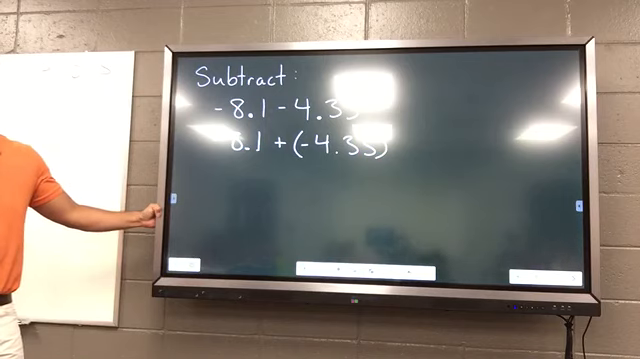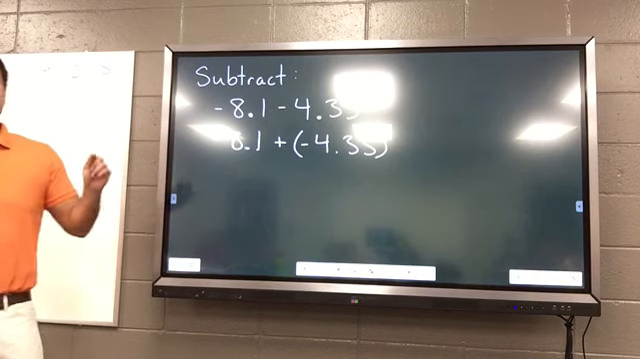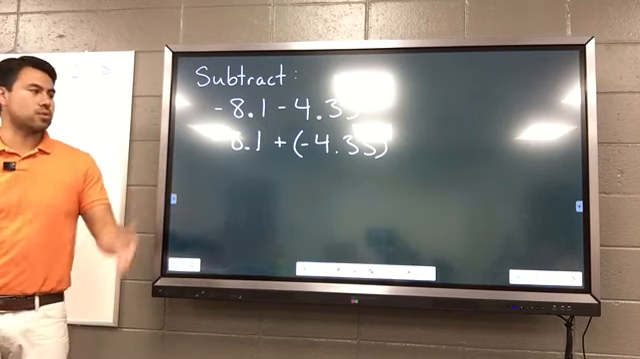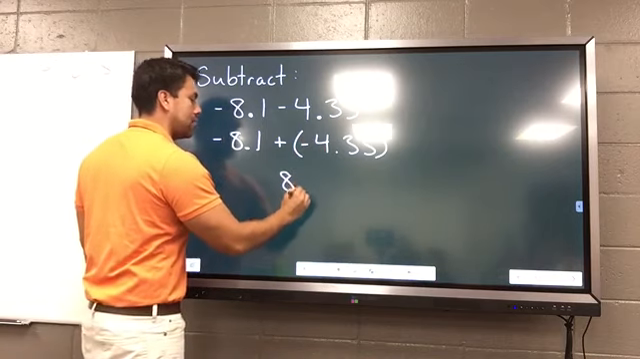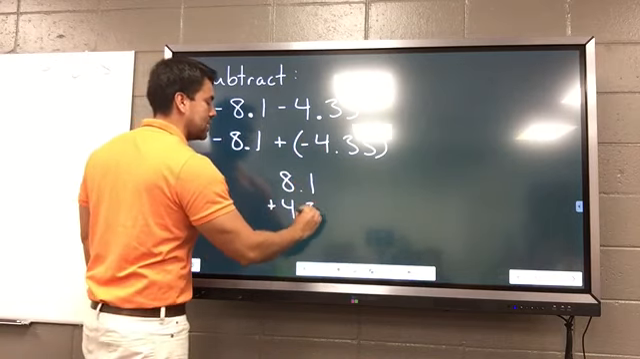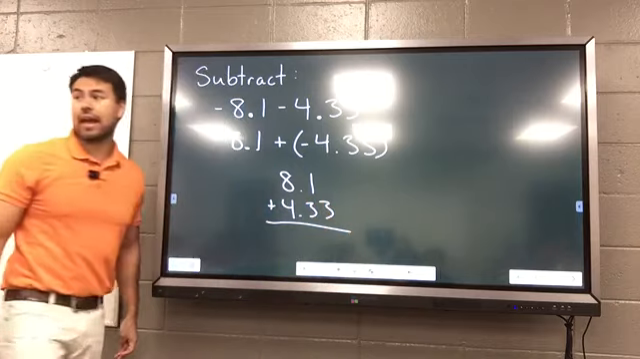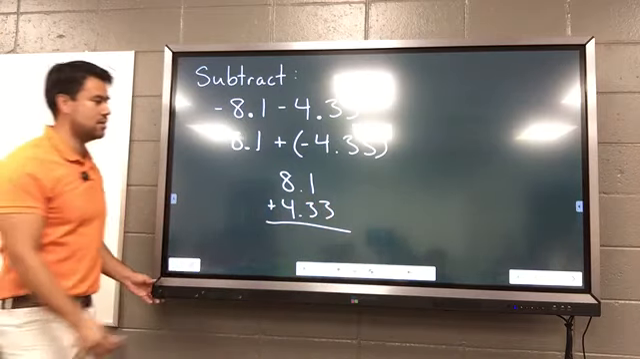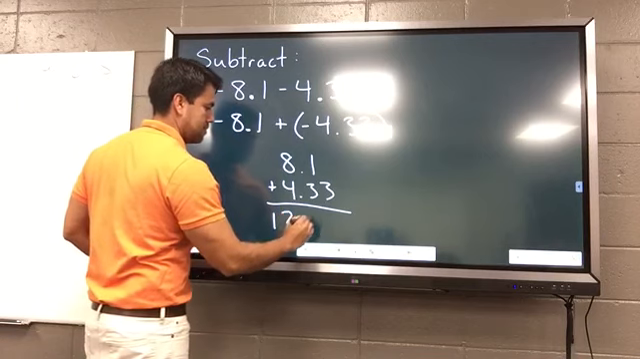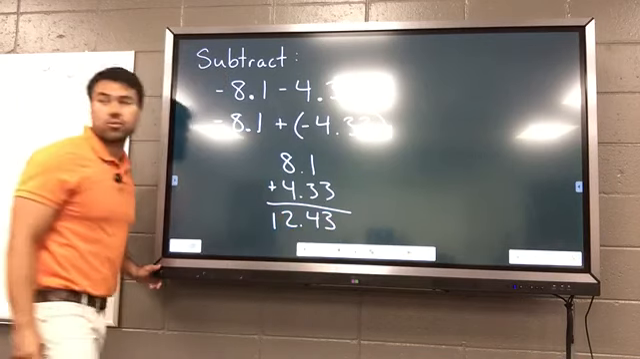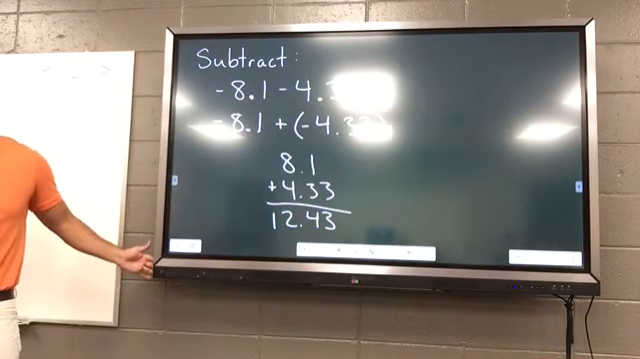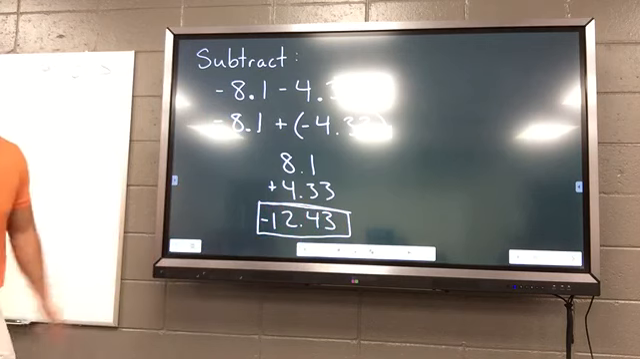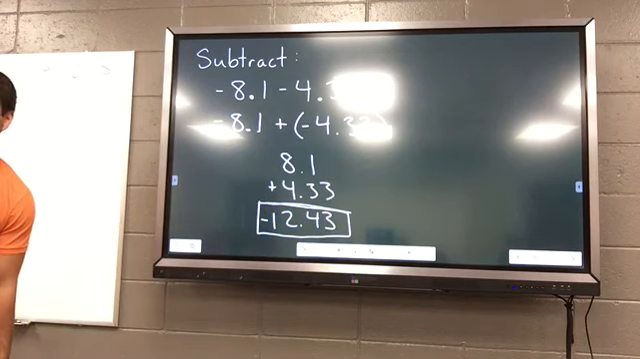Okay, Andrew, I'm adding 2 numbers with the same sign, so what do I do with those numbers? Yeah, I add those absolute values, so I should get 8.1 plus 4.33. What do I get when I add those 2 together, Alex? 12.43. 12.43, and the sign of that number should be, Josiah? Negative, because they were both negative to start with. That is correct. Negative 12 and 43 hundredths.